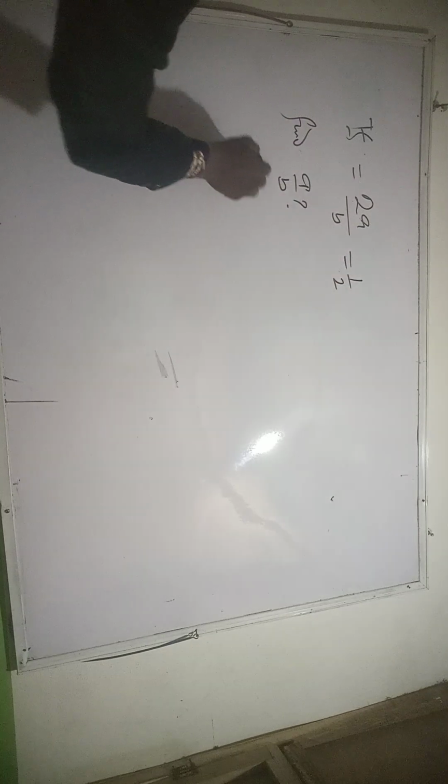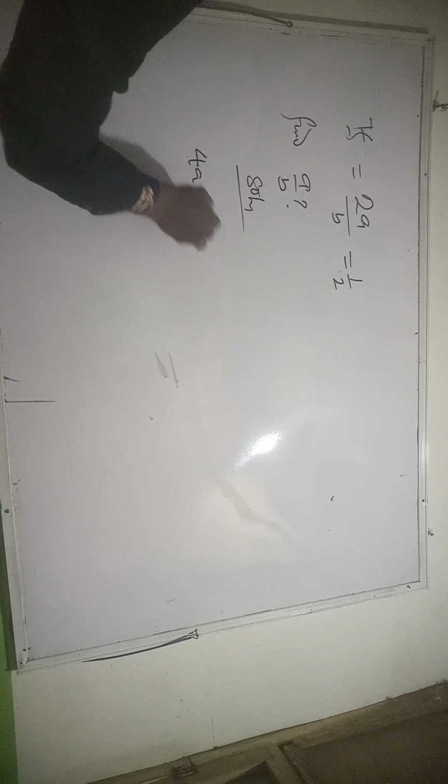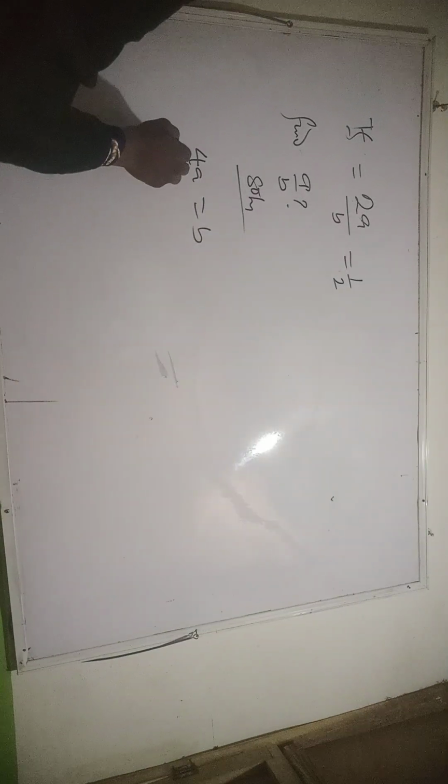What we did in that video is that we cross multiply and we say we have 4a is equal to b. Then we divide both sides by b. So we have 4a over b is equal to 1. Then we divide both sides by 4. We have a over b is equal to 1 over 4. This is fairly good.